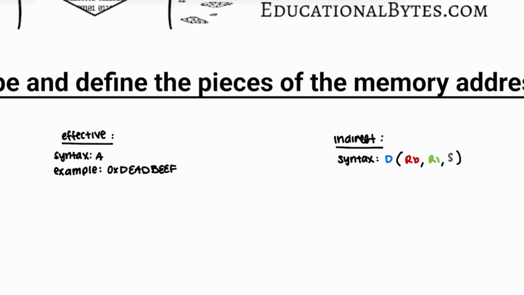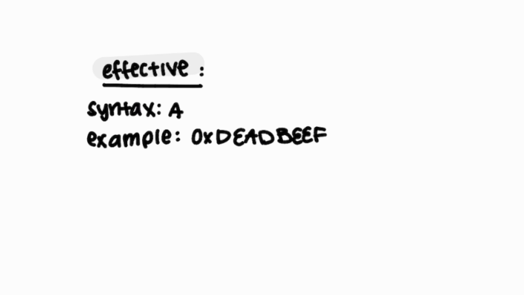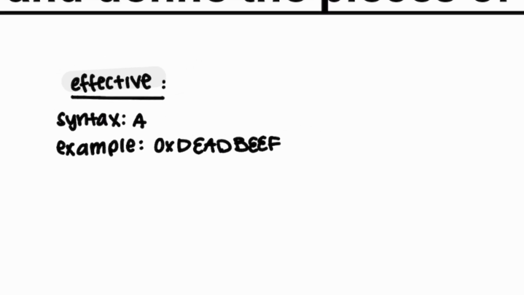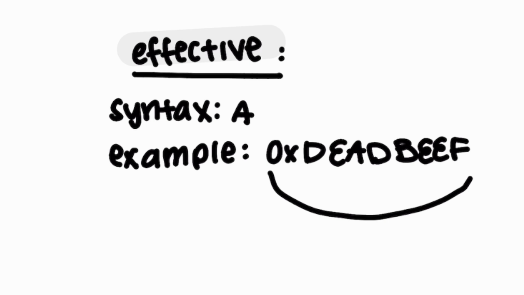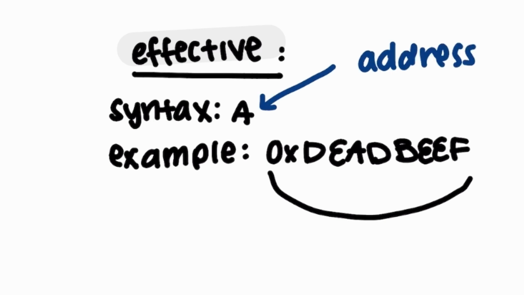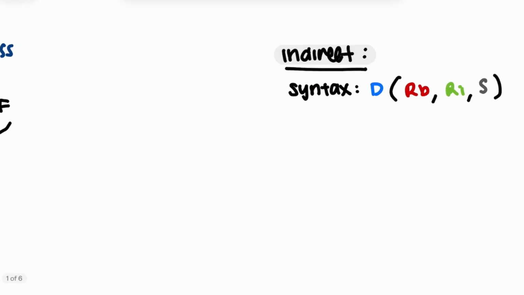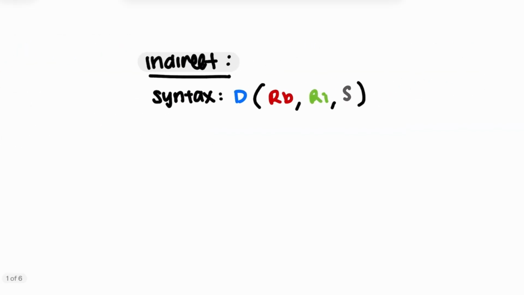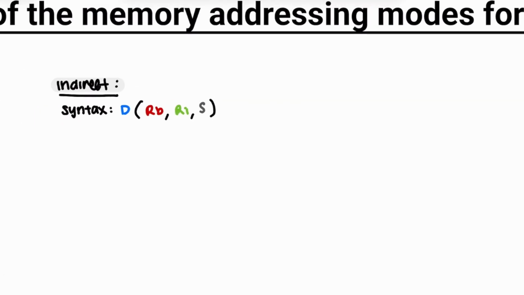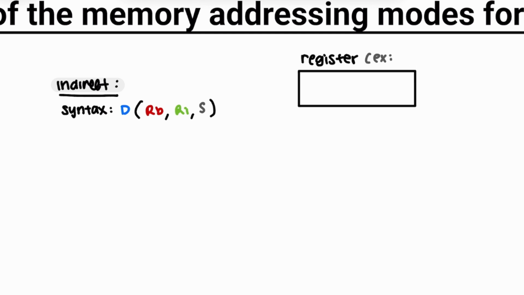I just wanted to clarify that there are two different types of memory addressing modes. There's effective and there's indirect. Effective is when you just get the address itself. So the syntax would be A, where A is the address, and an example would be 0xdeadbeef. However, in some other cases, such as in indirect, we have to get the address that is stored in a register. Let's say we have some register here, RAX, and within this register we have A, our address.